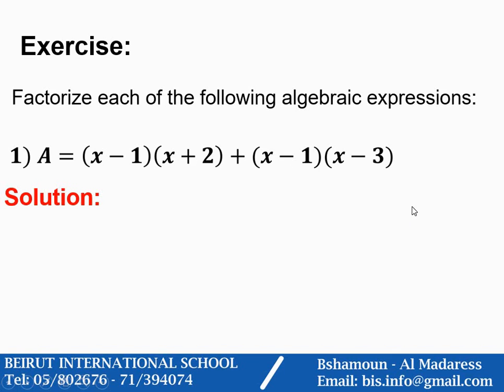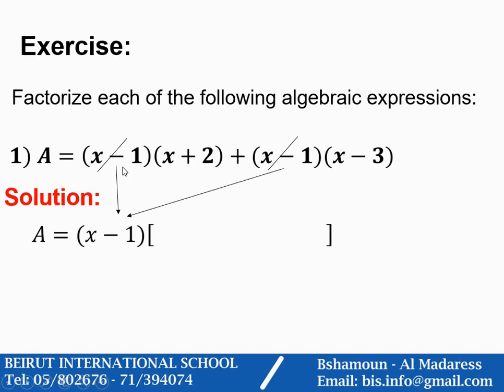You do the same steps of factorization. You take the common and you divide the term by the common. So the common between these two terms is the parenthesis, which is x minus 1. You see x minus 1 here and x minus 1 here. So the common is x minus 1. Simplify x minus 1 and write it as common, and write a bracket to continue the factorization.